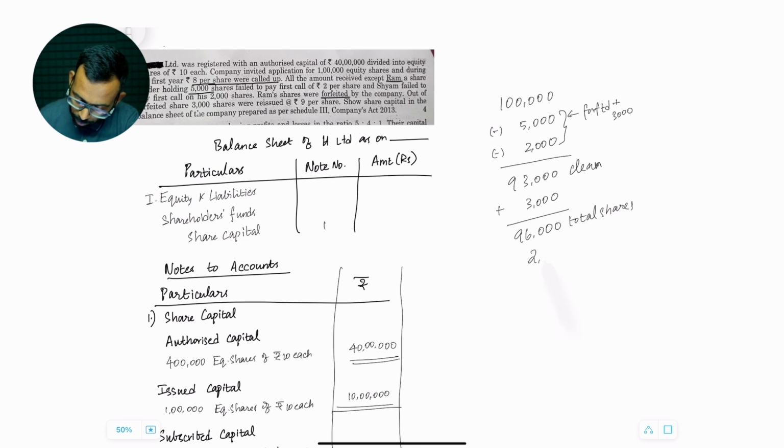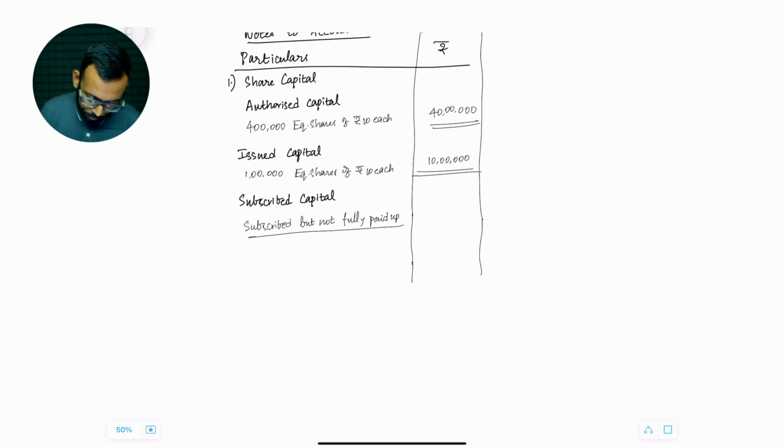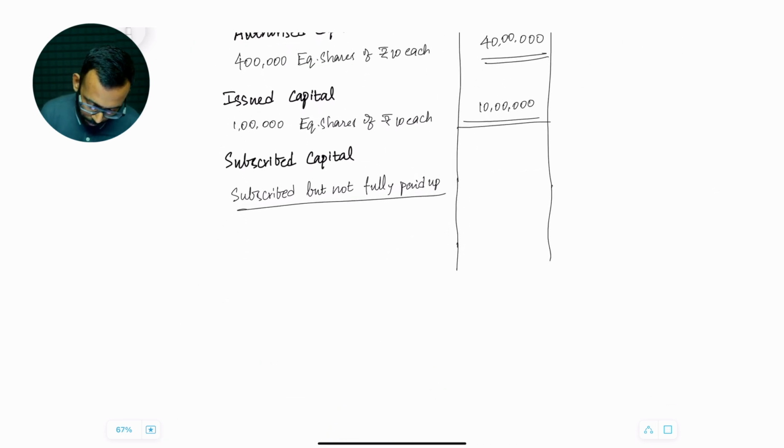Apart from that, you have 2,000 shares of arrears that are there. Therefore, in total, we have 98,000 equity shares of rupees 10 each, but they were only rupees 8 called up. You have to write this specifically.